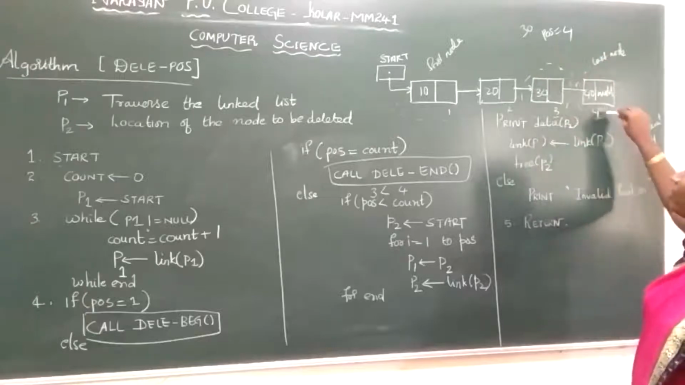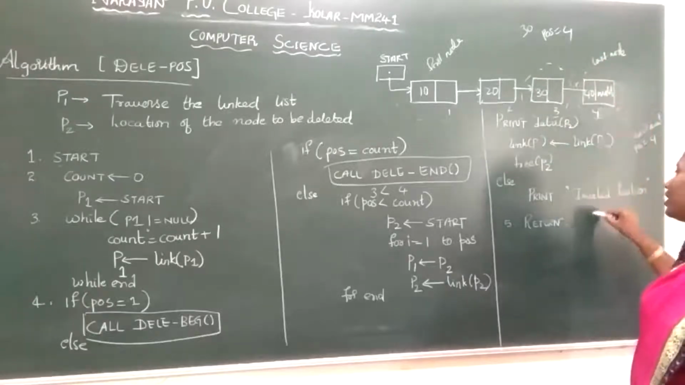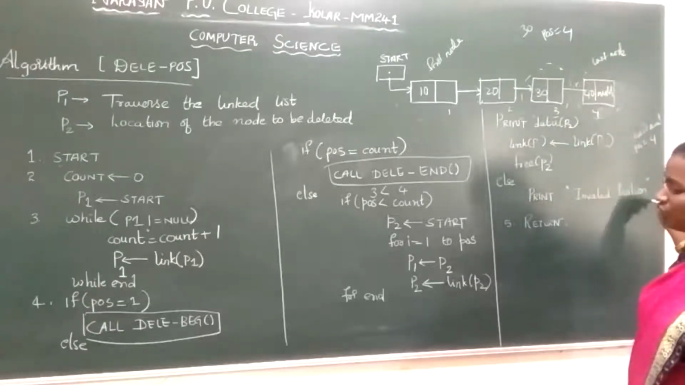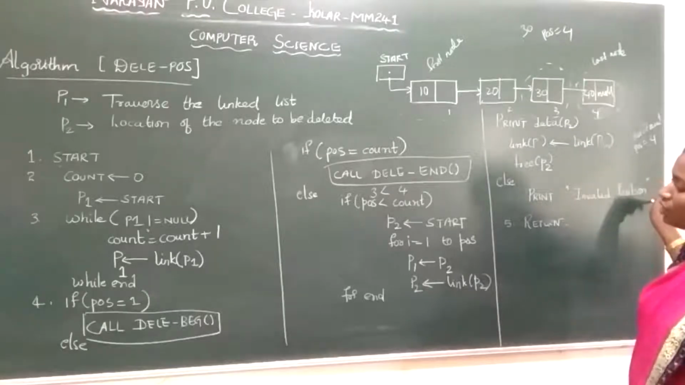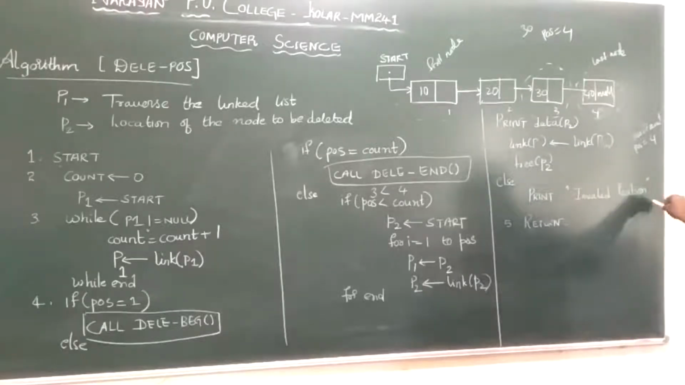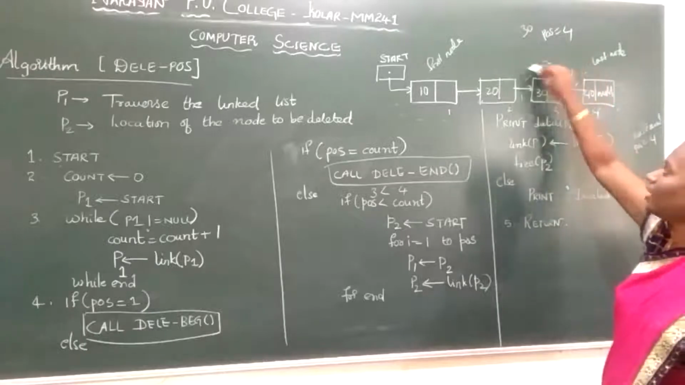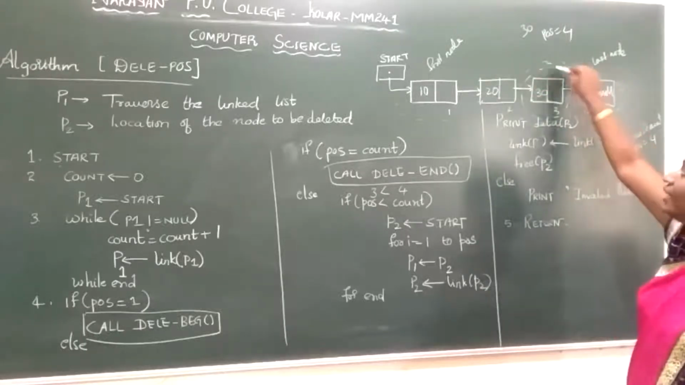Otherwise, suppose I have given the position as 5. In such cases, it will print the invalid position. Till P2, I will give it to P1 and I will delete this at given position 3. I will delete this element.